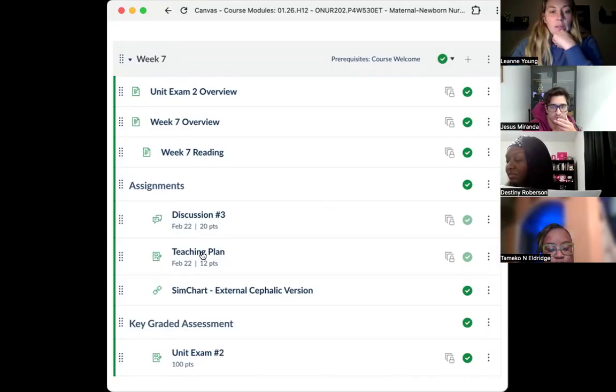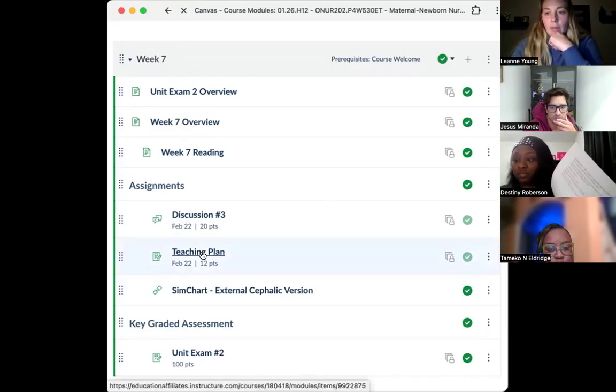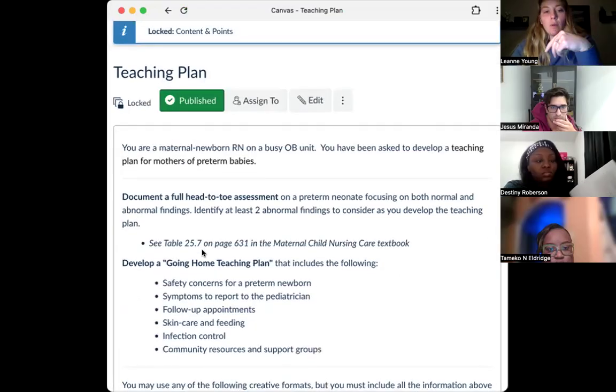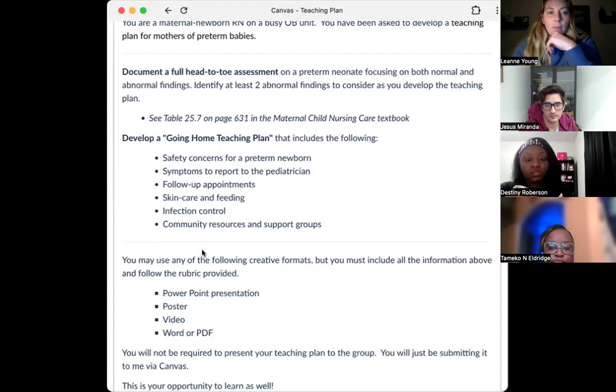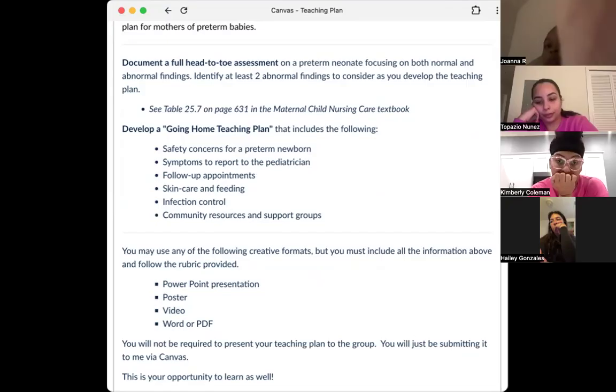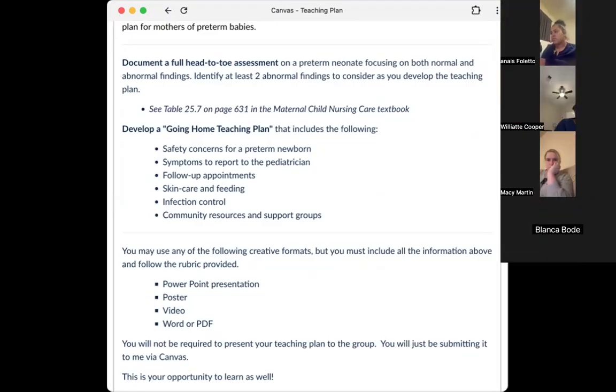Okay. Let's go into our teaching plan here. I want to go through that in a little bit more detail for us. Okay, so when you open the assignment, it gives you really awesome detailed instructions on how to complete it and what we're looking for, but we're going to go through it all together. So you guys are going to need to document a full head to toe on a preterm neonate, focusing on both normal and abnormal findings. Okay, so you need to only identify at least 2 abnormal findings as we're developing our teaching plan.